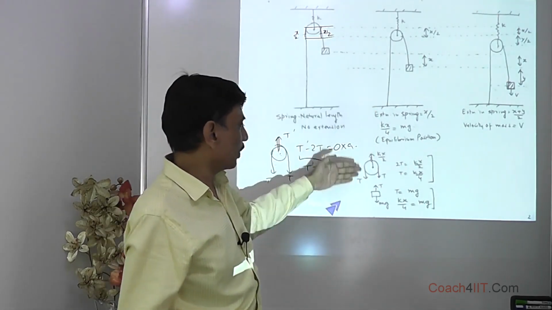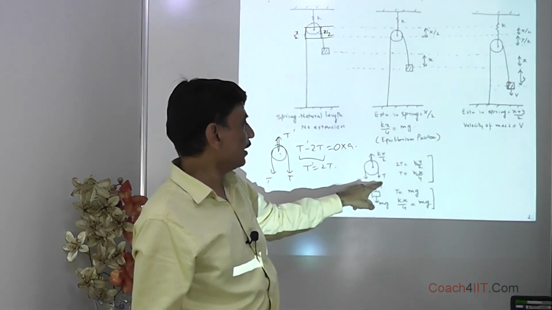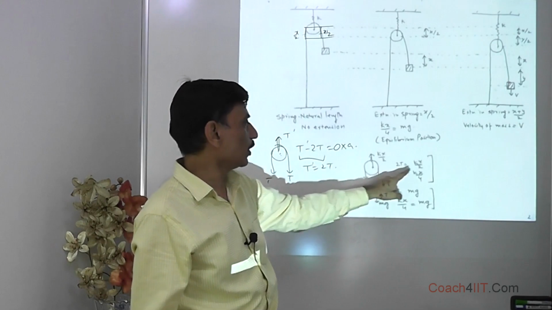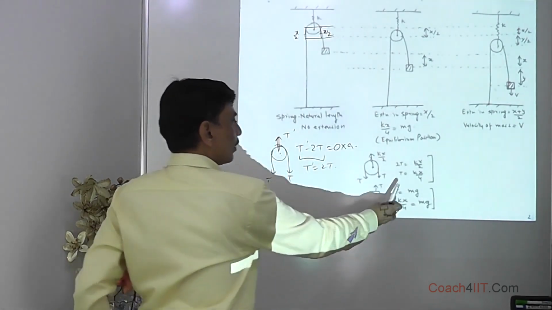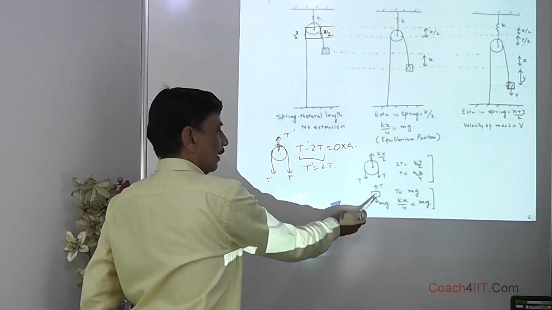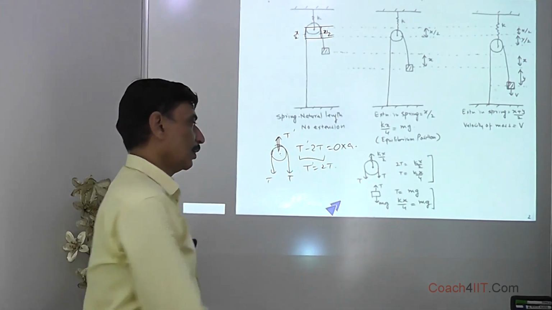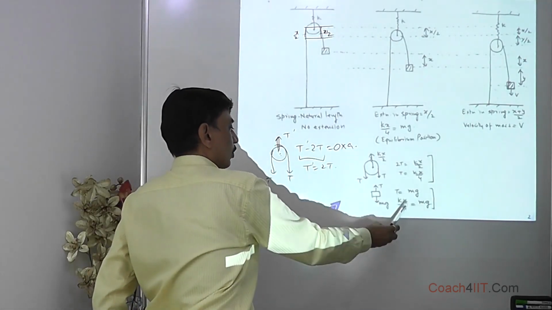This has been represented over here. We have drawn a free body diagram for this pulley also: T, and this is kx by 2, so 2T is equal to kx by 2, and T comes out to be kx by 4. For this block, T is in the upward direction, mg is in the downward direction, so T comes out to be equal to mg. T is equal to kx by 4, so kx by 4 comes out to be equal to mg.